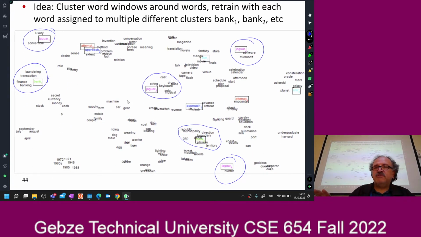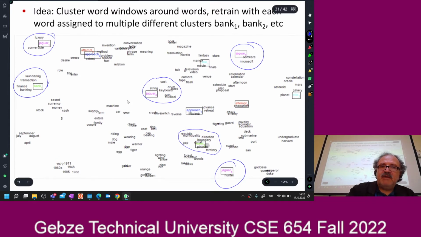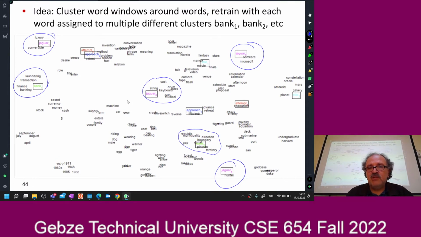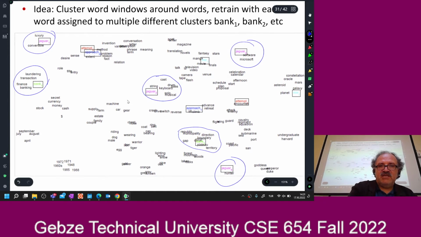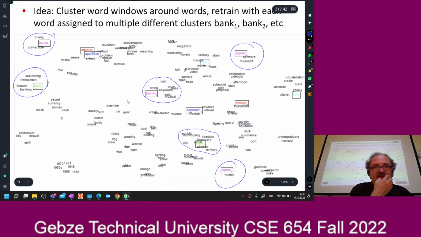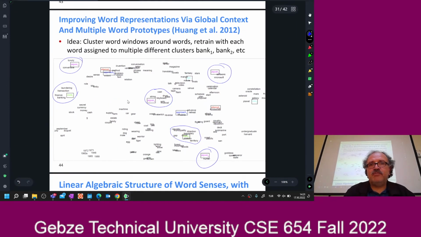Replace all these occurrences with bank 2, whichever is closer in terms of vectors, and run the system again. So now you have two vectors for the bank. One is there and one is here. So that's one idea. It's an open problem, we are still working on it. GloVe or fastText don't work very well with different meanings of the words in different sentences, but BERT does very well because BERT is designed for that case.